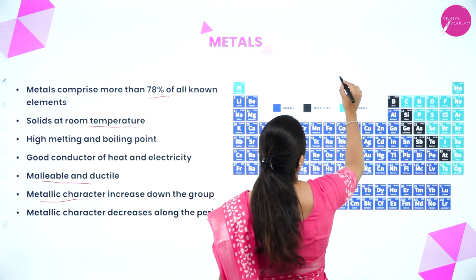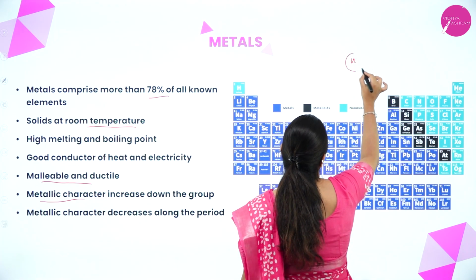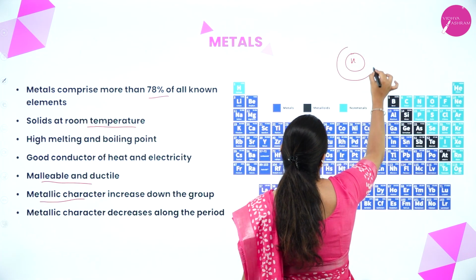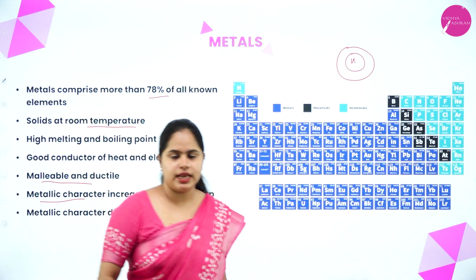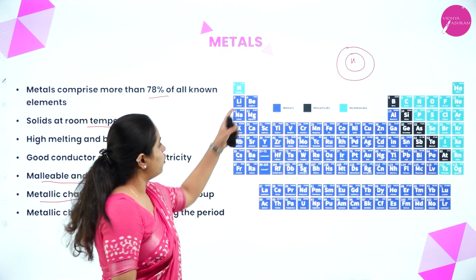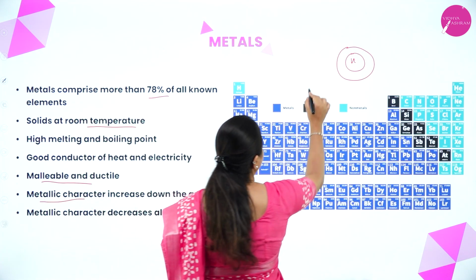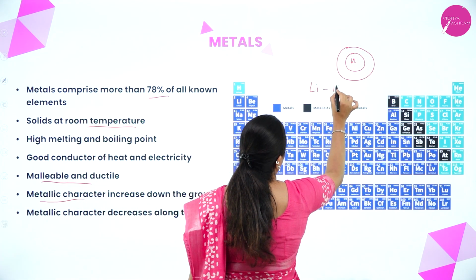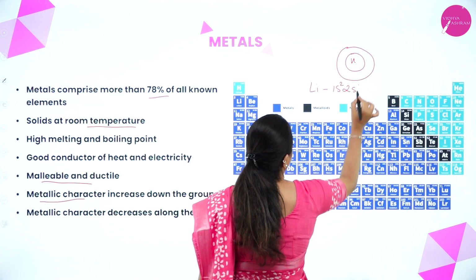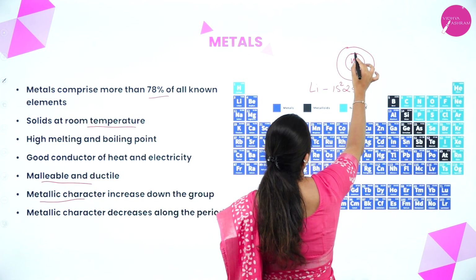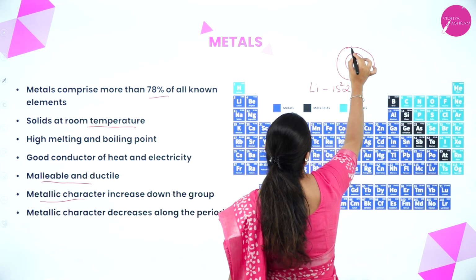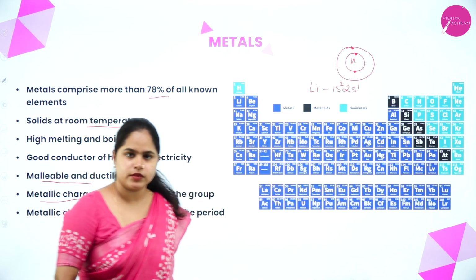Let us consider an example. There is a nucleus, and there are shells present. For lithium, what is the electronic configuration? It is 1s2 and 2s1, right? So in the first shell there are 2 electrons, and in the second shell there is 1 electron.